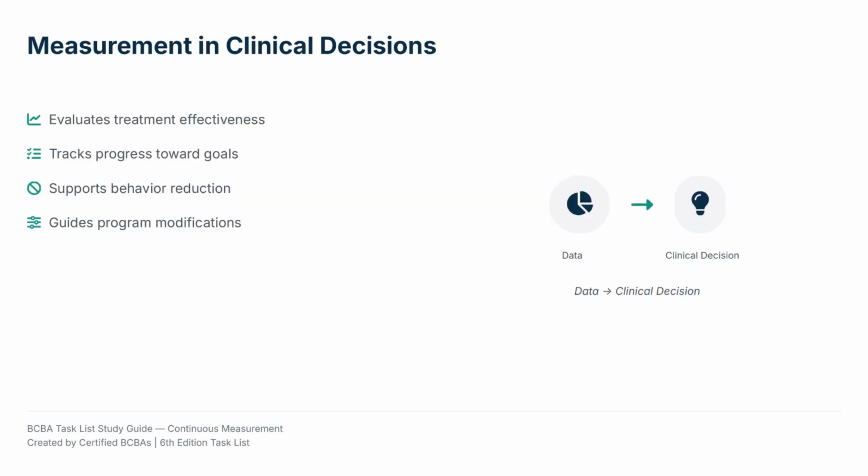Measurement plays a critical role in clinical decision-making. By collecting accurate behavior data, BCBAs can evaluate whether an intervention is effective. Measurement data help us track progress toward treatment goals. They also help identify whether behavior reduction procedures are working. Most importantly, data guide program modifications, ensuring that treatment remains effective and ethical.